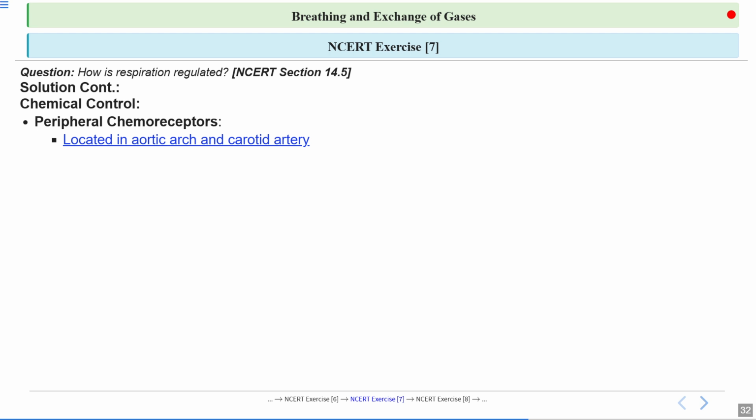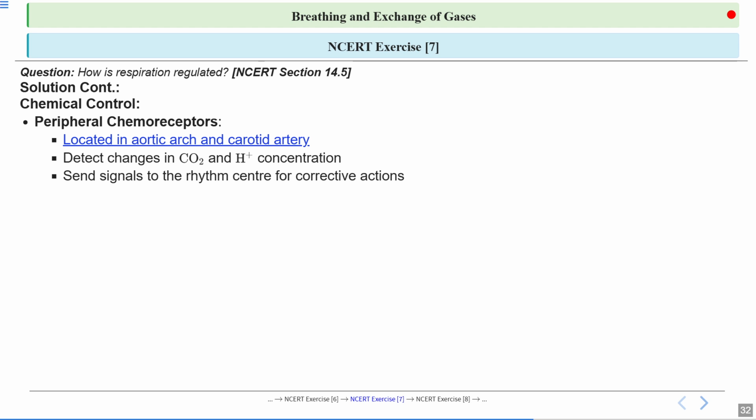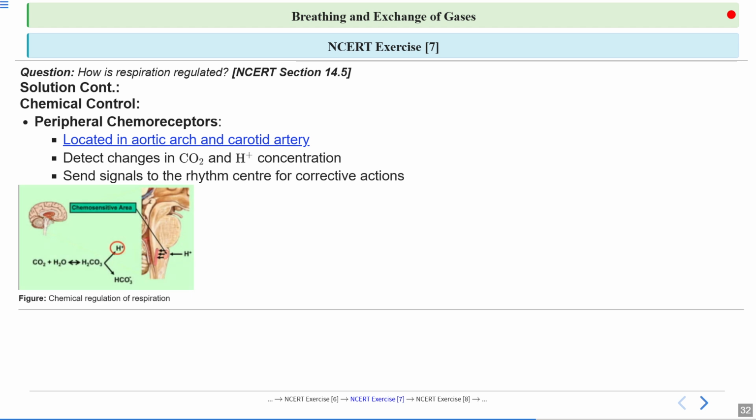Peripheral chemoreceptors are located in the aortic arch and carotid artery. Now these are also some of the peripheral chemoreceptors, not in this particular region of the brain, but in the periphery. So they are in the aortic arch and carotid artery, and detect change in the carbon dioxide and hydrogen ion concentration. Here also the same thing is occurring, that it is detecting the change, right? It sends a signal to the rhythm center for corrective actions.